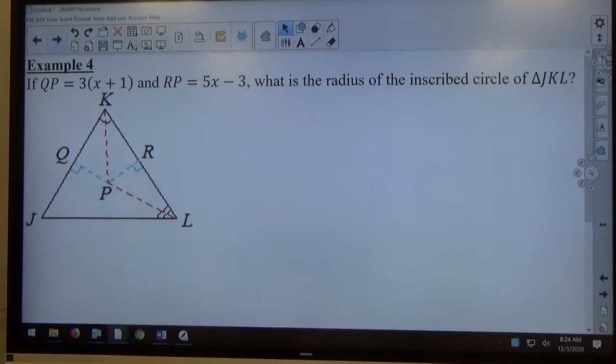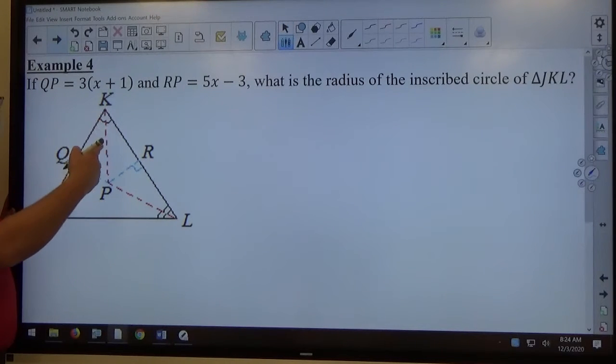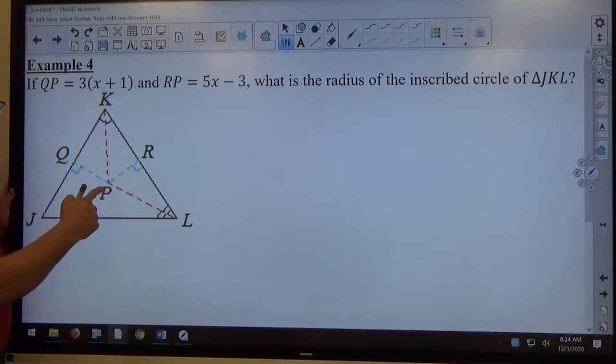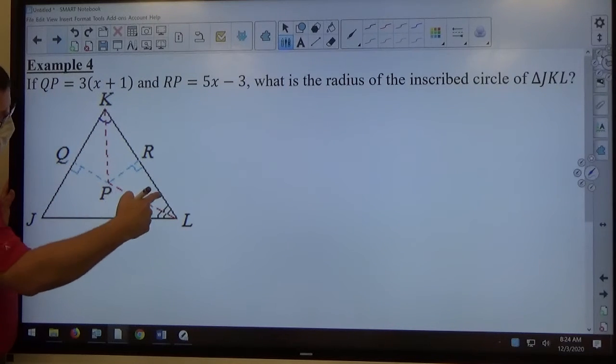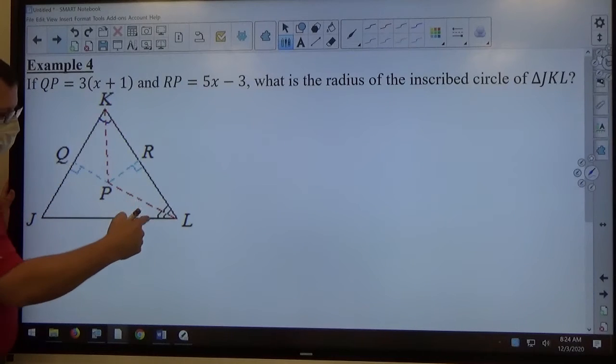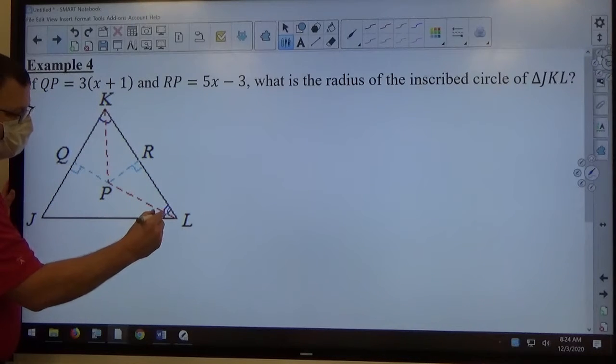All right, so example 4 says QP equals 3 parentheses x plus 1, RP equals 5x minus 3. What is the radius of the inscribed circle of triangle JKL? So what you're going to see here is that KP cuts angle JKL in half, right? So this angle is marked equal to this angle, congruent. And LP bisects angle KLJ because these two pieces are the same.